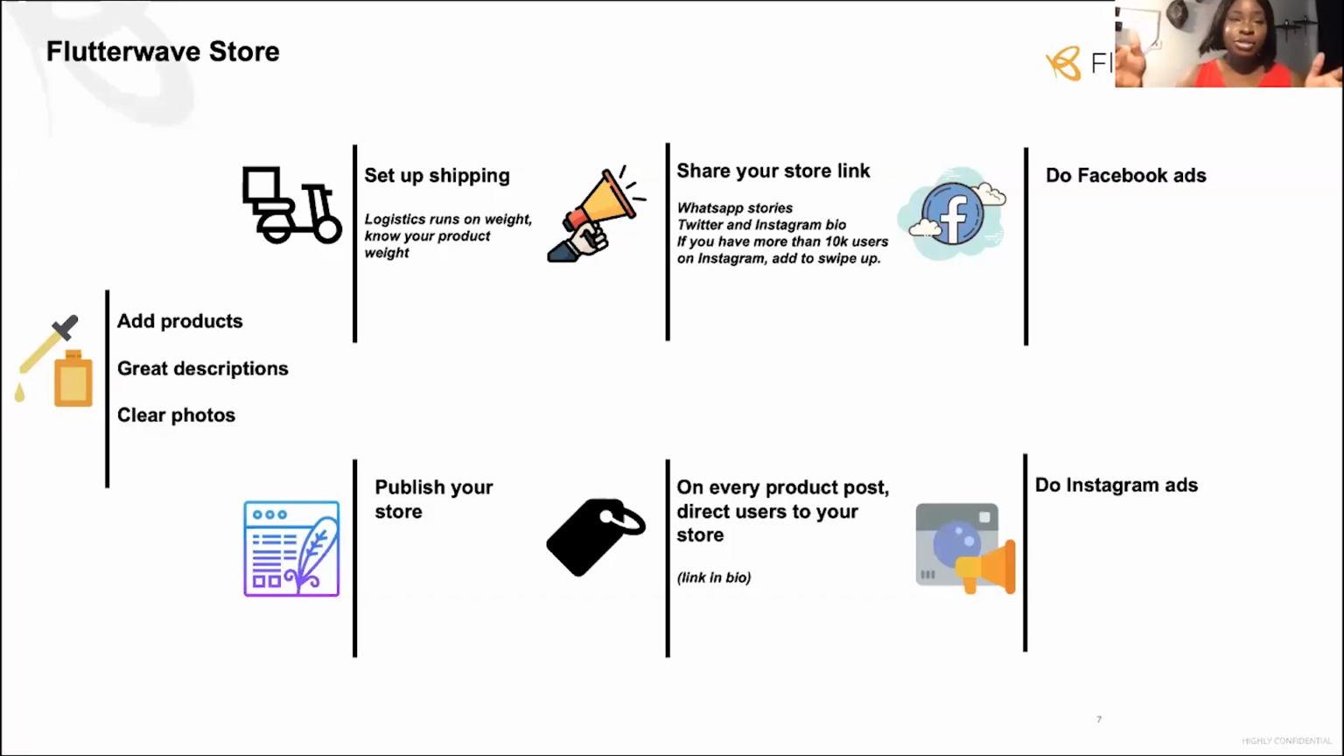The next thing you need to do after you've published your store is let your customers know about your store. I was very happy to hear a couple of people mention WhatsApp stories. It's fantastic. You put your store link in your WhatsApp stories, and it will direct people straight to your store. You put your store link in your Twitter, Instagram, and Facebook bio, and it will direct users to your store. If you have more than 10,000 users on Instagram, add your store to your swipe up link so people can go directly to your store.